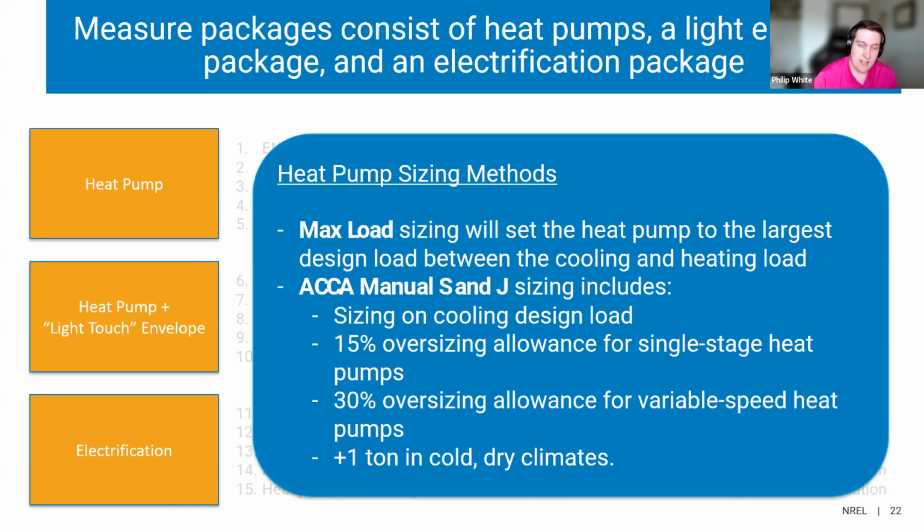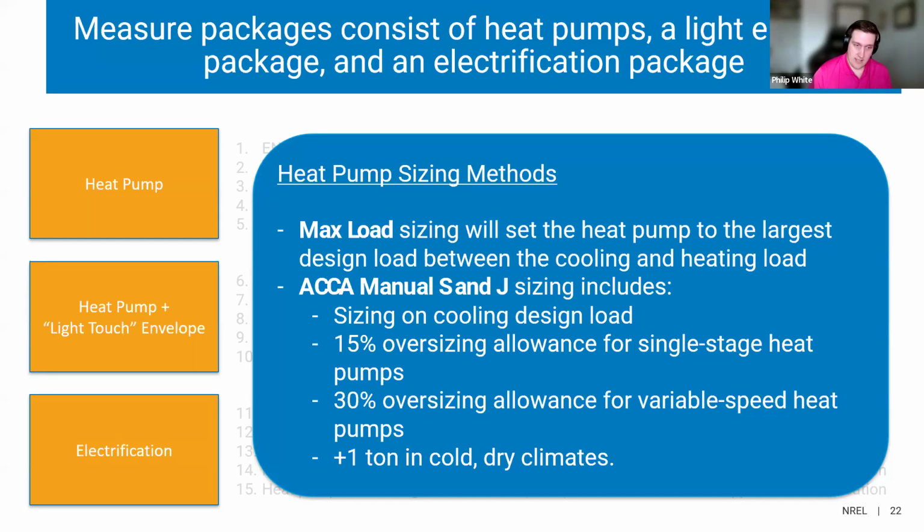But first, we've got to talk about some sizing methodologies for the heat pumps in this dataset. Two methods are used: a max load sizing methodology and sizing according to ACCA Manual S and J. Max load refers to sizing the heat pump to the largest design load between cooling and heating. ACCA Manual S and J sizes on cooling load with a couple oversizing allowances depending on compressor speed: 15% oversizing for single stage compressors and 30% for variable speed compressors. An extra ton of refrigeration is added if the climate is dry and cold.